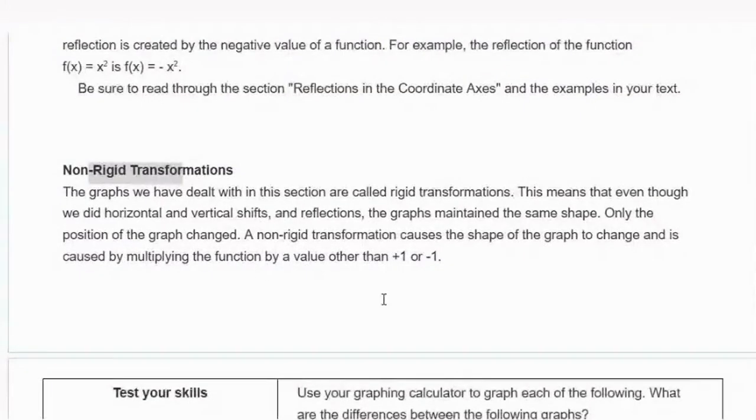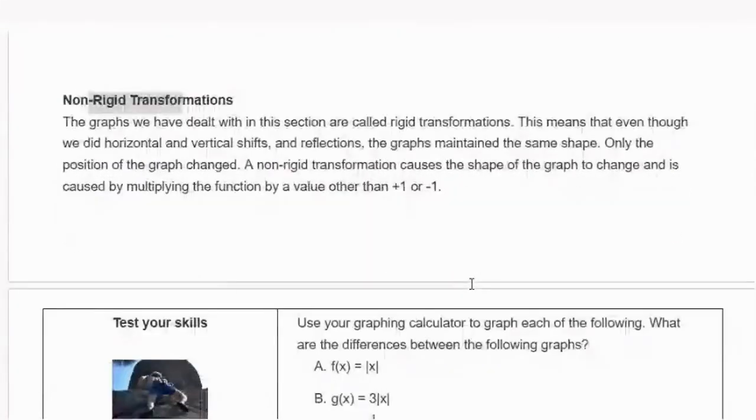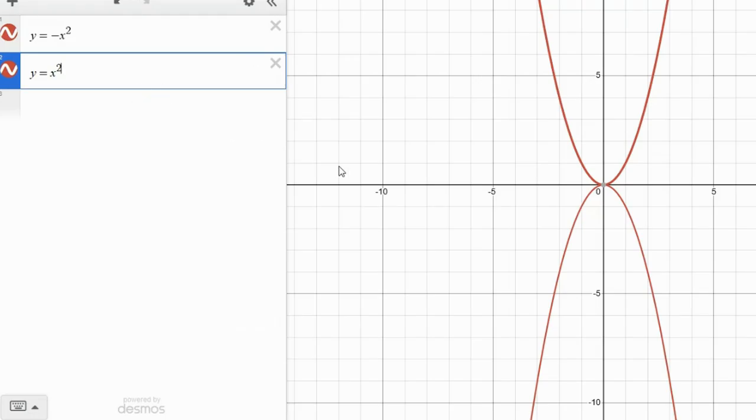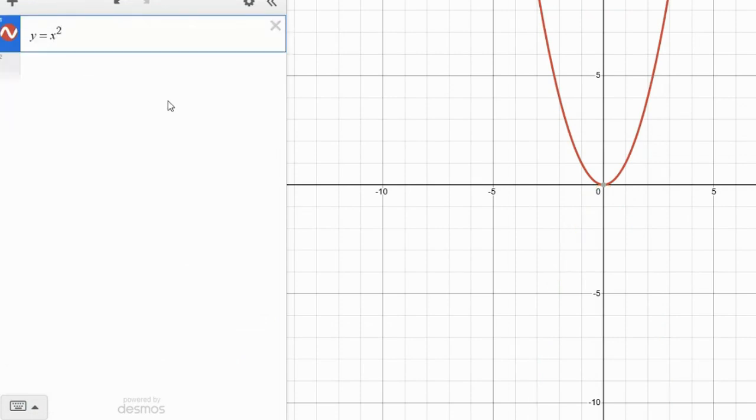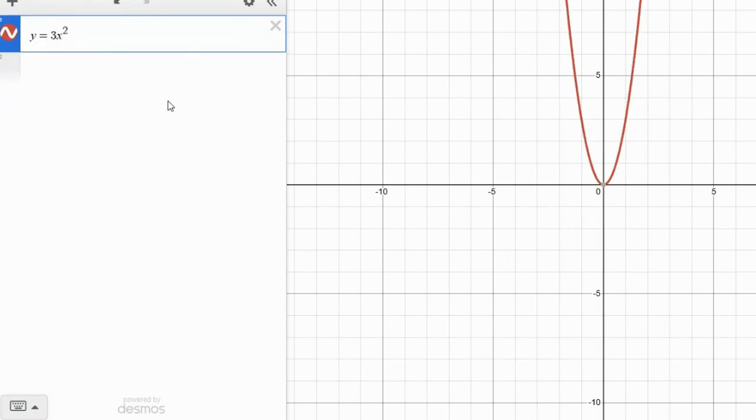But we can do non-rigid transformations. So that's what it's looking at next. It's talking about a non-rigid transformation that causes the shape to be different than when it started. And that is caused by multiplying the function by a value other than 1 or -1, because 1 or -1 doesn't change anything. But if we take this x squared equation and put a number in front of it to multiply it, times 3, well, now that's a different shape. We have changed the shape. It's not the same shape anymore.